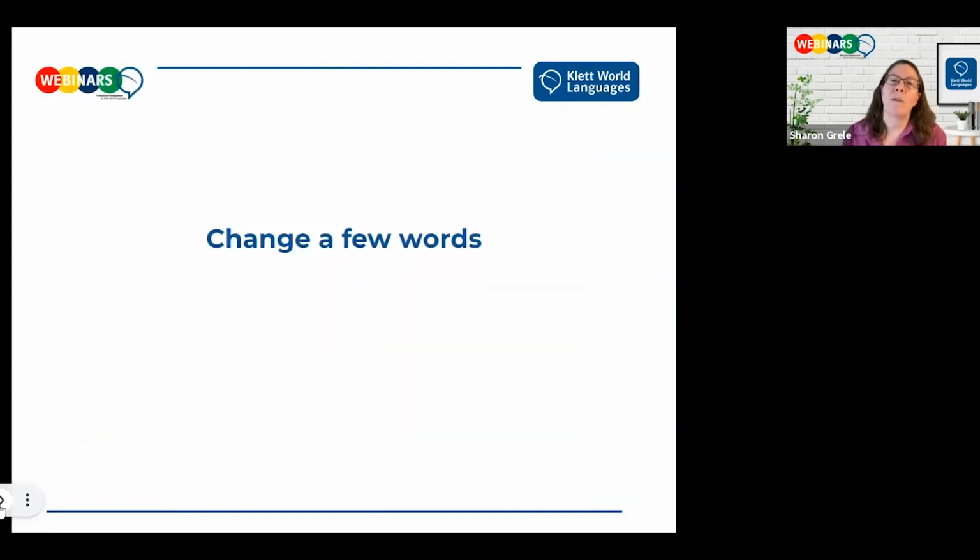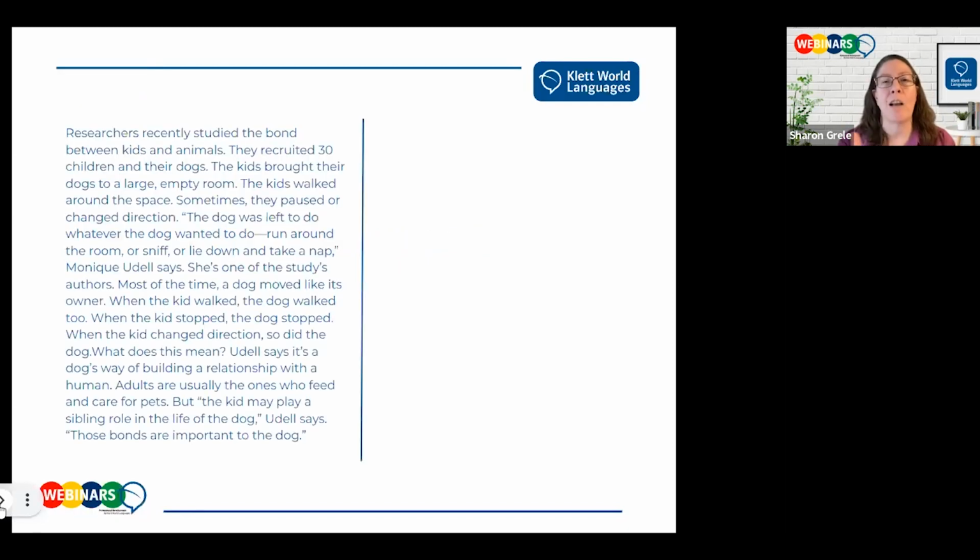The next thing you can do is change a few words. If you find a good text on a topic that you're really interested in, changing a few words and making it a little bit more manageable is okay. We're going to use an example in English here. This is an article from Time for Kids. If this was in a foreign language, this would be a little challenging for students, right? There's some pretty specialized vocabulary in here.